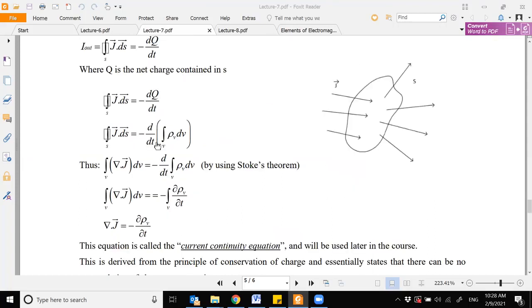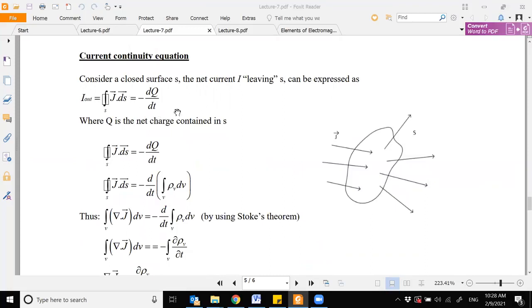This is the current continuity equation. This is equal to minus dq over dt. That means the amount of current which is flowing out of a closed surface, that is, out of the closed soccer ball, must be equal to the rate at which the charges are depleting with time inside it. So it is minus dq over dt, the rate at which the charges are depleting inside the closed surface.